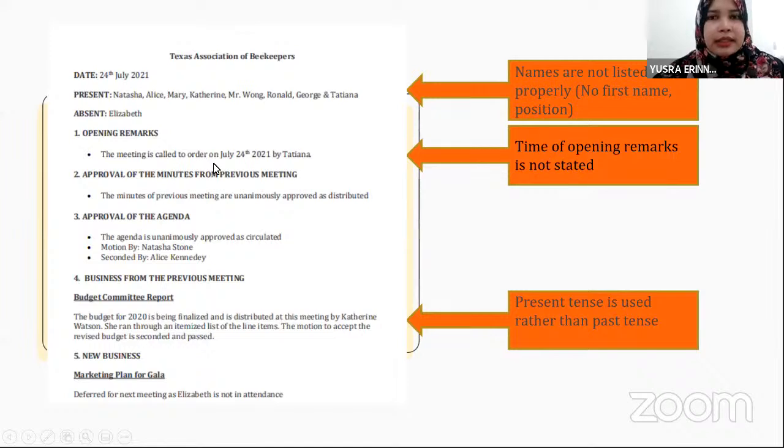The next thing is the time of opening remarks is not stated. Why is it important for you to state the time? Because, for example, we human beings, we plan. For example, this morning we should start at 9, but because of technical difficulties, things that are out of our control, we start a little bit late. That's why it's important to record the time as well in the opening remarks.